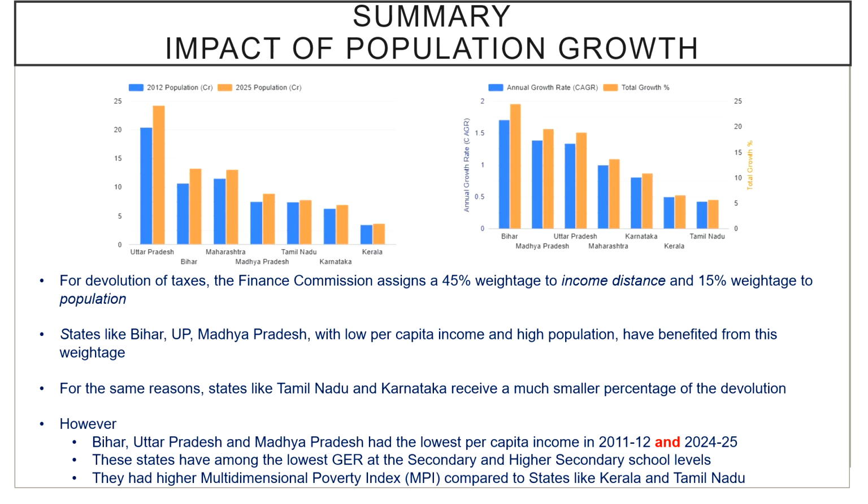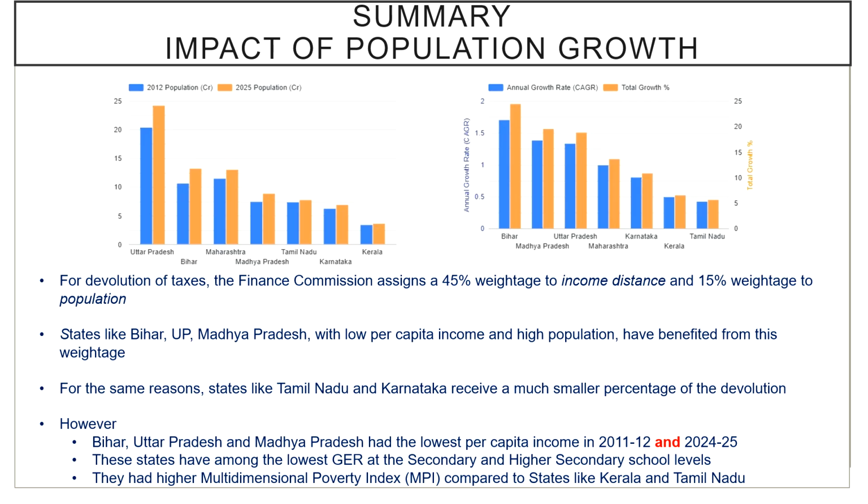For devolution of taxes, the Finance Commission assigns a 45% weightage to income distance and 15% weightage to population. States like Bihar, UP, and Madhya Pradesh, with low per capita income and high population, have benefited from this weightage. For the same reasons, states like Tamil Nadu and Karnataka receive a much smaller percentage of the devolution.